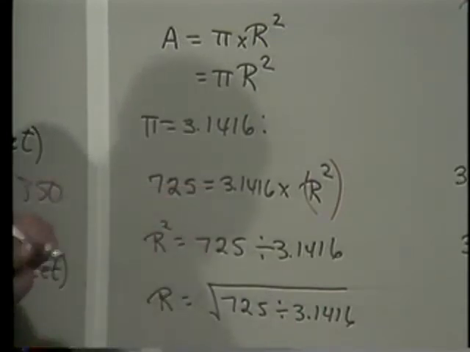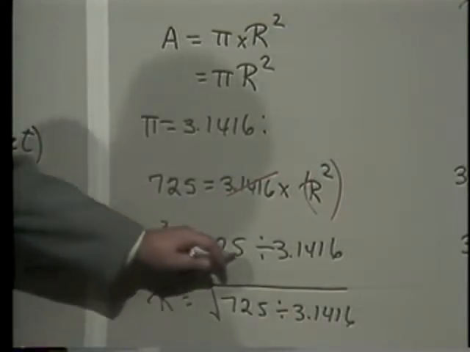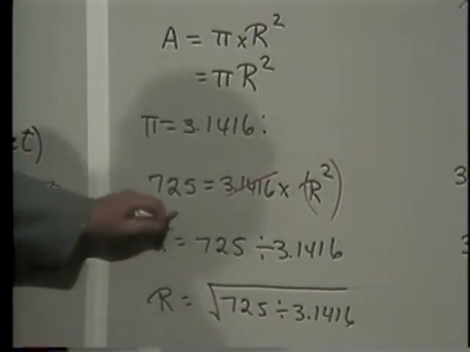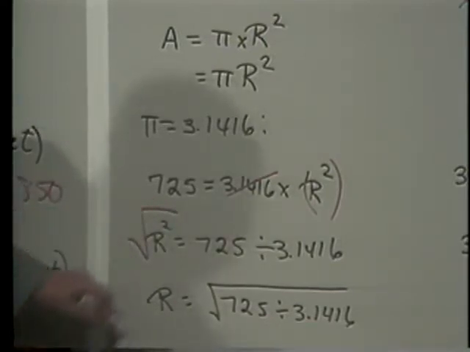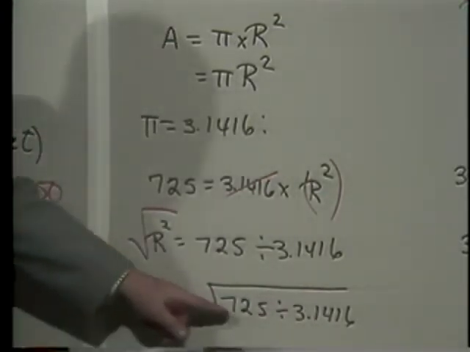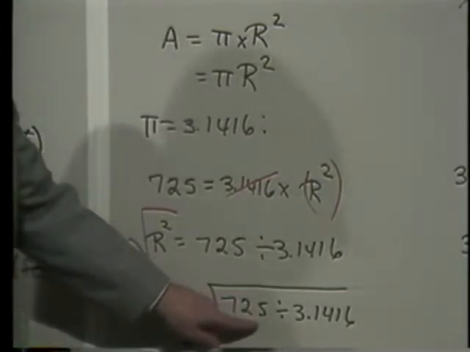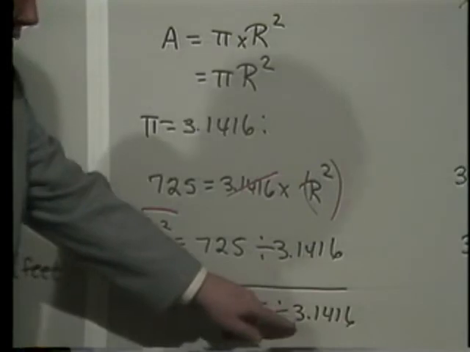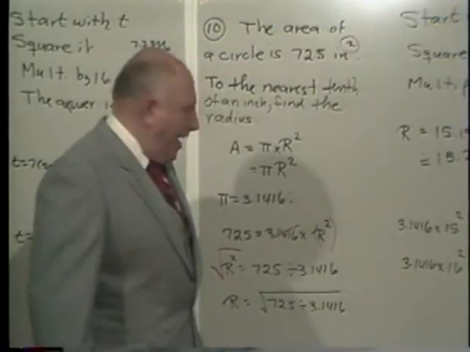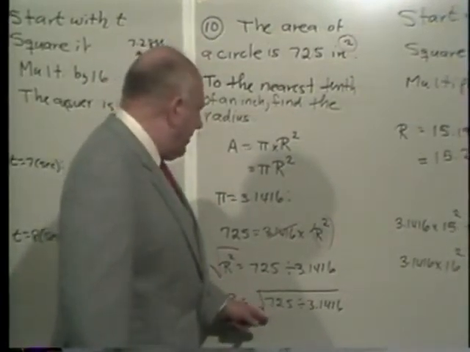If I divide the right-hand side by 3.1416, this just drops out. If I divide 725 by 3.1416, I just get 725 divided by 3.1416. But that's not r, it's r squared. And therefore, what do I do to undo squaring r? I take the square root. But if I take the square root of one side, I also have to take the square root of the other side. So in terms of my calculator, I enter the 725, press the division sign, enter 3.1416, okay? Press the square root sign, and now I get the answer, all right?